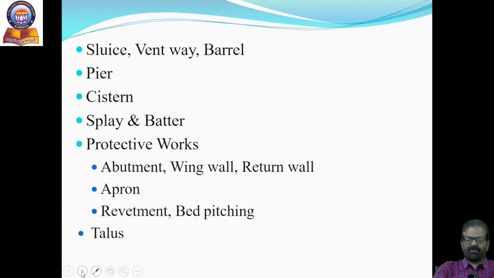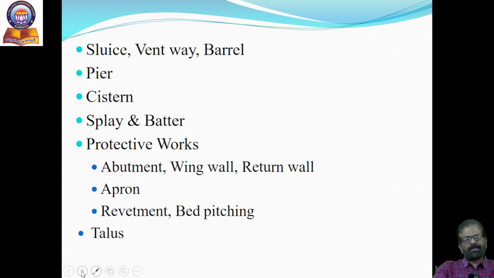So that means for 7 vertical, 1 horizontal, the slope may be represented like that. Say for example, a batter of 1:8. What does it mean? A batter of 1:8 means for every 8 units in vertical elevation, 1 unit in horizontal deviation. Like that we can represent the batter also.